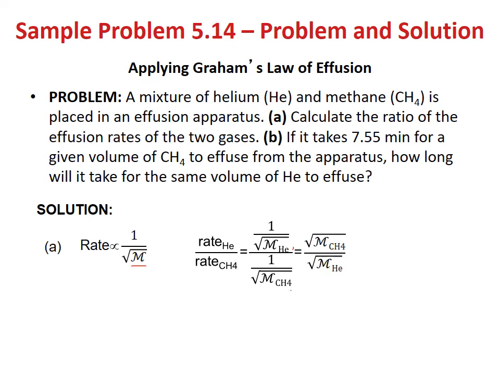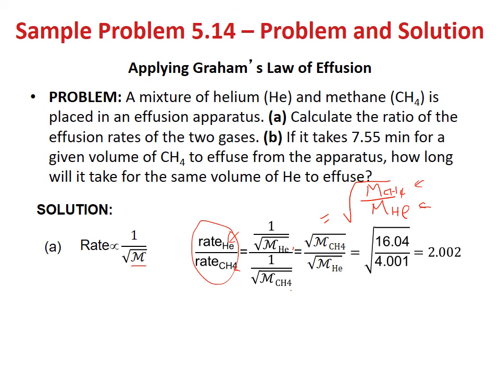This equals the square root of the molar mass of methane divided by the square root of the molar mass of helium. And this is just equal to the square root of the molar mass of methane divided by the molar mass of helium. In other words, the rate is inversely proportional. So helium over methane, here methane over helium. The molar mass of methane is 16.04 and the molar mass of helium is 4. And the square root gives you 2.002.